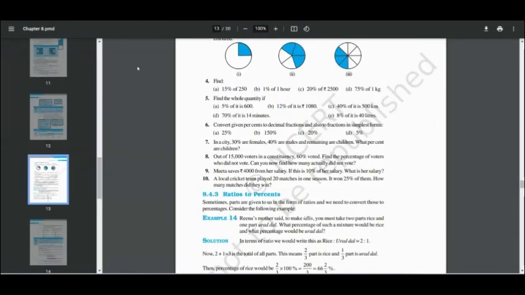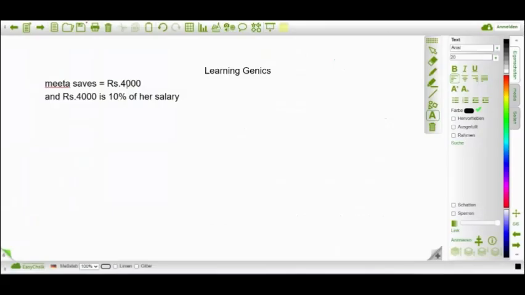Now I'm Gaurisha, and now we'll do question number 9. The question says, Meeta saves 4,000 from her salary. If this is 10% of her salary, what is her salary? So Meeta saves rupees 4,000, and rupees 4,000 is 10% of her salary.